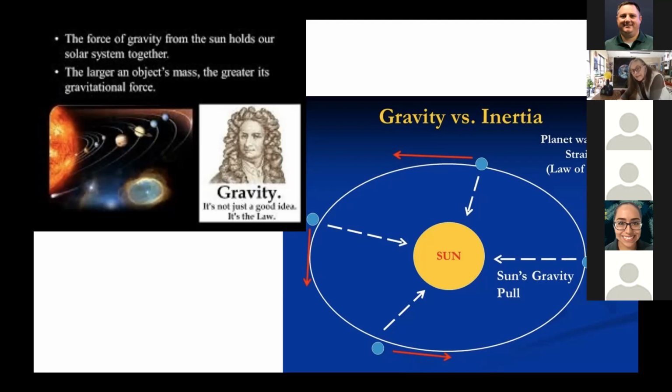Now, the orbit of the planets or the moons around the planets is a combination of gravity versus inertia. Another law of Newton is that an object in motion will stay in motion, and an object at rest will stay at rest. So the planets are in motion. They want to go straight, but the force of gravity pulls them toward the sun. Those two forces are in balance, and when they are in balance, it creates the orbit. So it's gravity versus inertia, the force of motion that wants to keep going, that are in balance. And that's why we have the orbit.